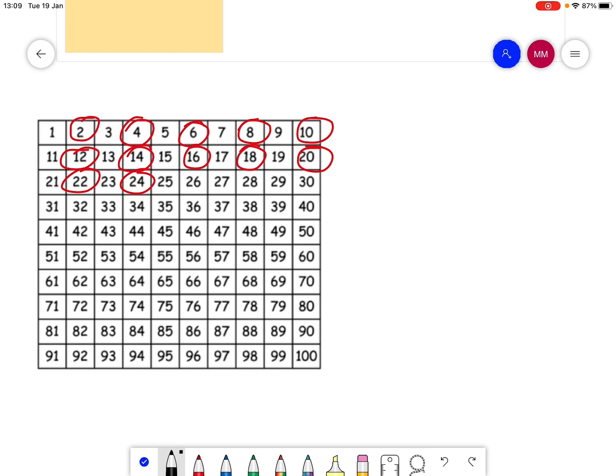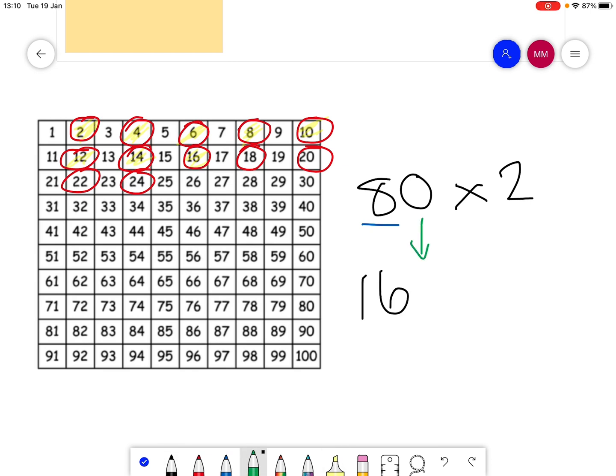So say I had the question 80 multiplied by 2. So again, we're going to use our existing knowledge of our tables facts to help us, and then we're going to add on that little extra 0. So we're going to do 2 times 8 first of all. So let's look at our 2 times table. Let's count 8 steps. So there's 1, 2, 3, 4, 5, 6, 7, 8. So 2 times 8 is 16 we counted out. We have to add on that 0. So 2 times 80 is 160.